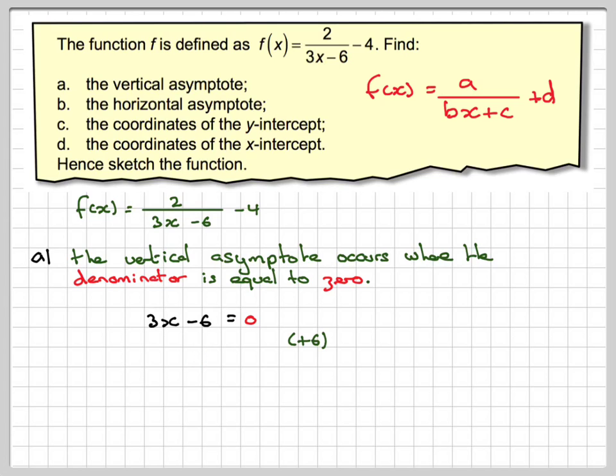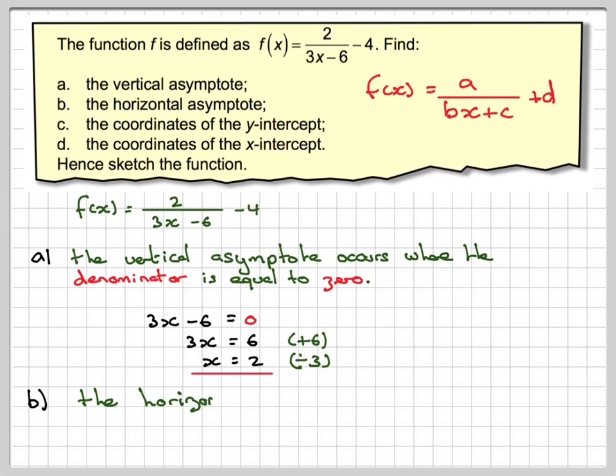So the first thing we do is add 6 to both sides, so we get 3x is equal to 6, and then we divide by 3, and we get that x is equal to 2. You have to write down that x is equal to 2 because we want the equation of the vertical asymptote.